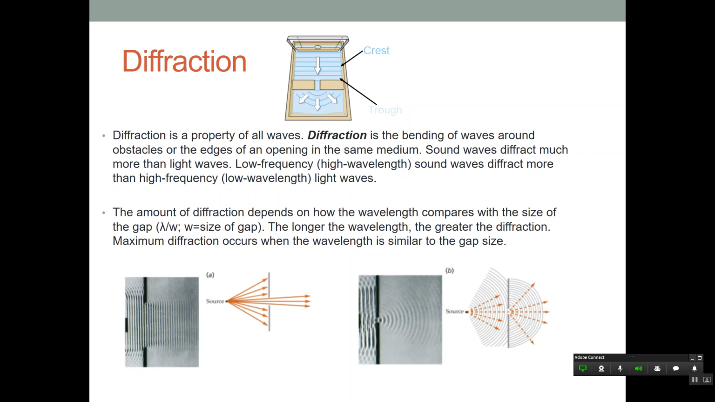You can see it happening here with a water tank, and you can see it happening here with light sources. It is quite obvious that it's behaving like a wave.